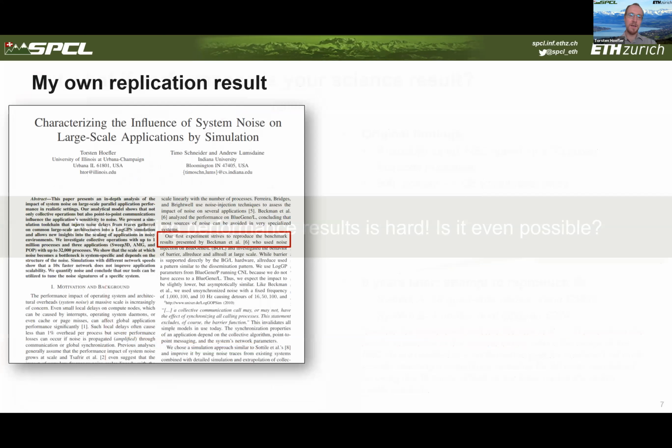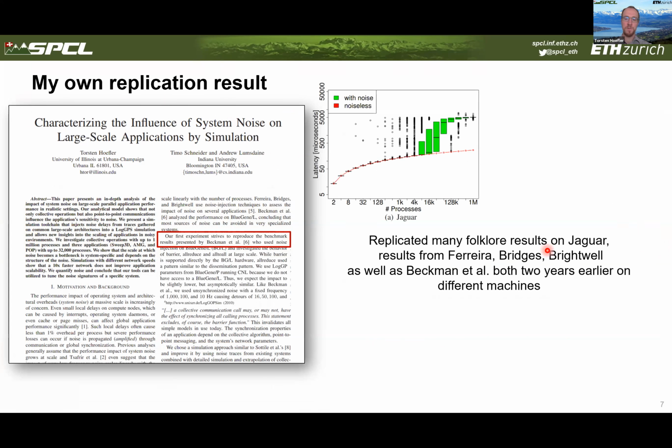So then I tried to reproduce or replicate several works myself. In fact, this is one of the most successful ones, where we looked at the influence of system noise on large-scale applications in the supercomputing conference. And in fact, what we found is that we could not only replicate results, and many of those are folklore, on the system at the time.